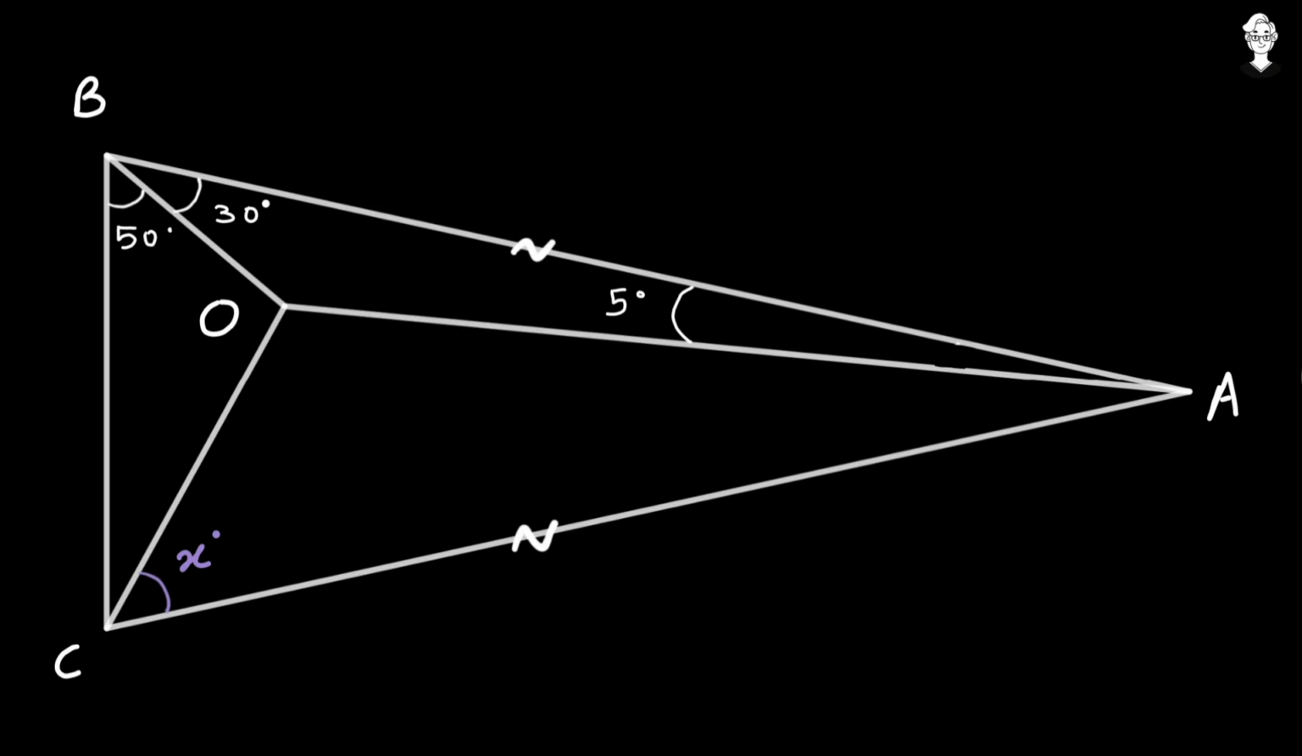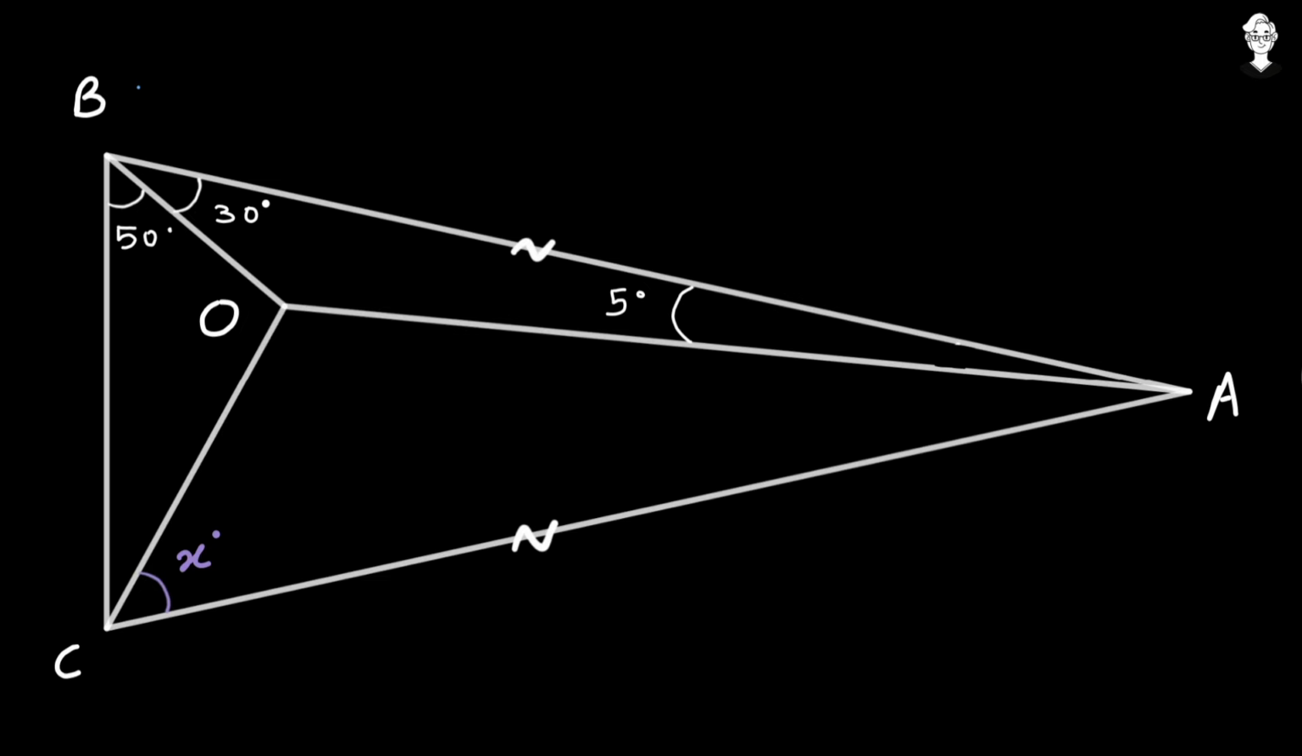Now these line segments are drawn in such a way that the angle OAB is 5 degrees, the angle OBA is 30 degrees and the angle OBC is 50 degrees. Now the question is to find the angle OCA. So this is Anmol Mishra and now let us see the solution.